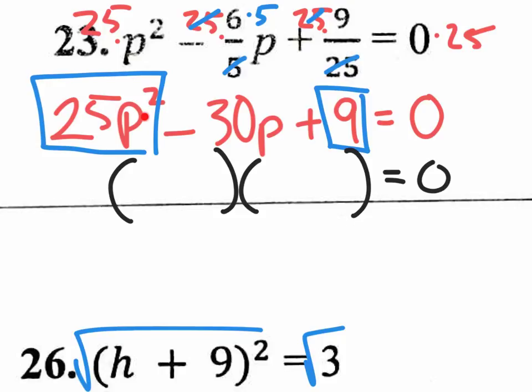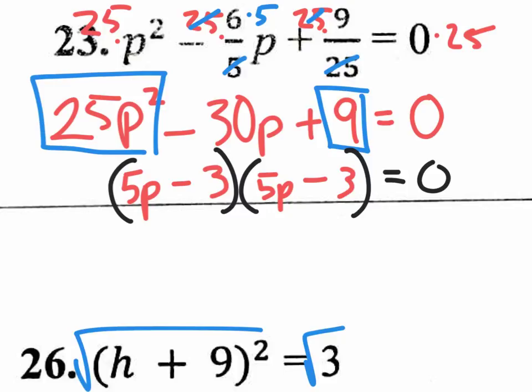So what is the square root of 25p squared? 5p. What's the square root of 9? 3. So you have 5p and 3. Now let's think about the signs that belong there. If it's a positive 9, then it's either going to be positive times a positive to give you a positive, or if it's positive 9, it'd be a negative times a negative to give you that positive 9. So are these signs going to be minuses or both pluses? Based on the middle term, it's minus, which means that these guys are also going to be minus. So we're going to have 5p minus 3 times 5p minus 3.